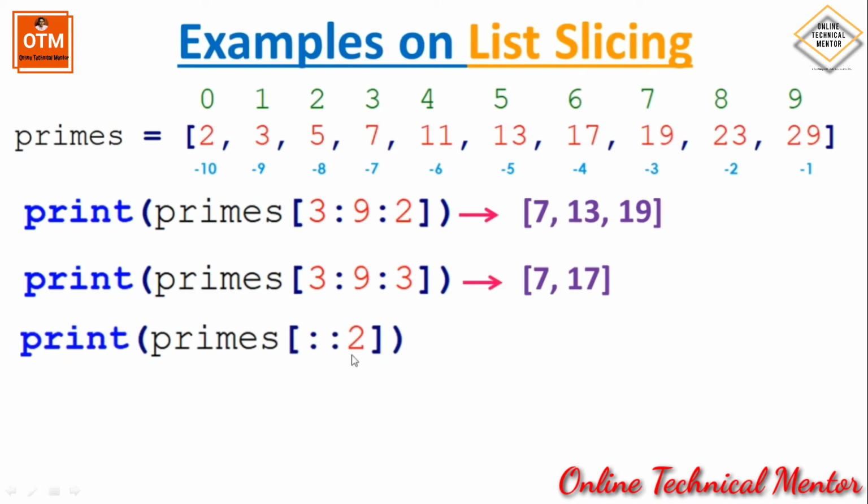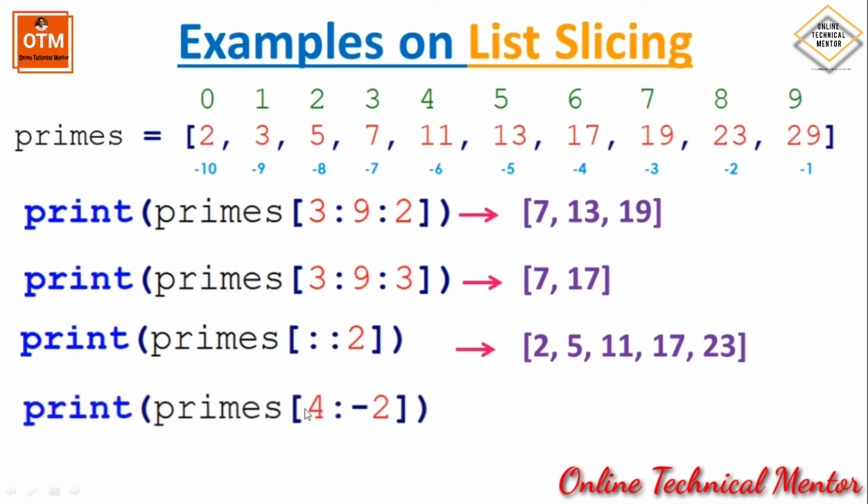Now, if you do not specify any start and stop position, but there is a step size of 2, in that case, it will print the whole list from the beginning till end with a step size of 2. This means it will first print 2, which is at index 0. Then after step 2, that means it will move on to index 2, that is 5. Then index 4, that is 11. Then index 6, 17. Then it will move to index 8, 23. So look at the output sequence: 2, 5, 11, 17, 23. All the elements of the list with a gap of 2.